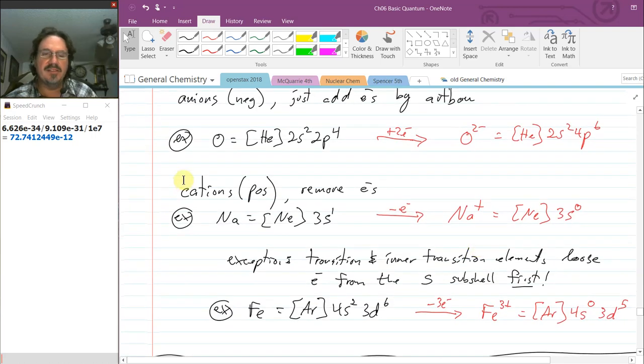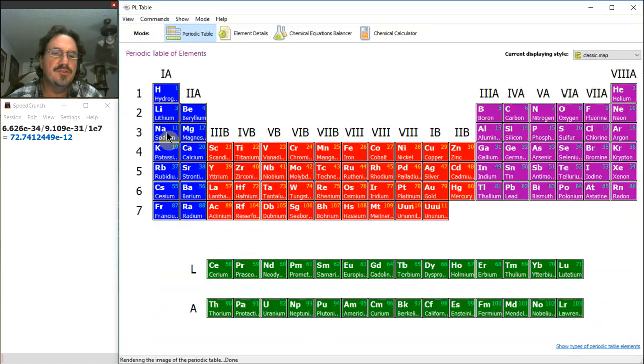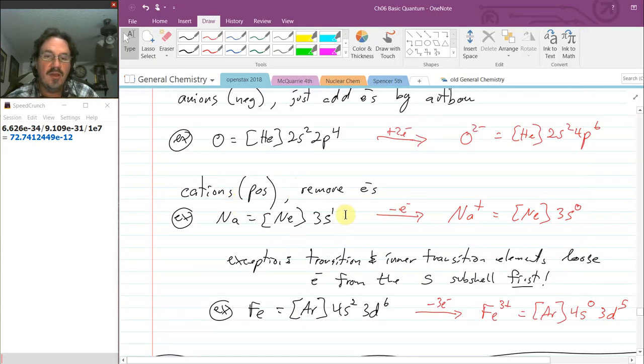What about cations, positive ones? For the most part, same idea, except we're removing them. So something like sodium, periodic table, here's sodium. It's going to be a 1s2, 2s2, 2p6, 3s1. And then I'm going to remove 1 electron from the highest energy level, the 3s1. And so here we go, a 3s1 becomes a 3s0. Now it's a positive sodium, and it has the same configuration actually as just the noble gas neon.